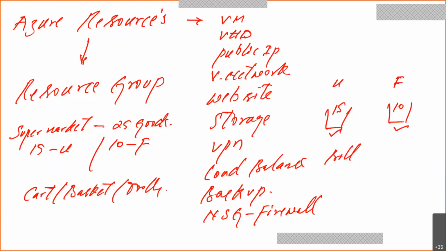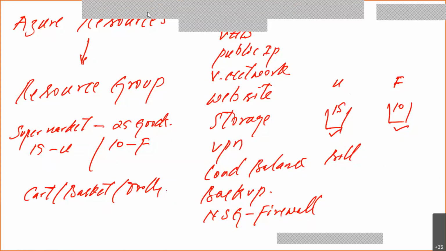So guys, this trolley, this basket, this cart is called a resource group. Inside the resource group, we have our goods, and those goods are called resources. So in Azure, guys, the resource group is a collection of resources. Whenever you're creating any resource, for example VM, virtual hard disk, public IP, virtual network, website, storage, VPN, load balancer, backup, or firewall tools, we require a resource group. And without a resource group, guys, we cannot create the resources. Is my point clear to everyone?